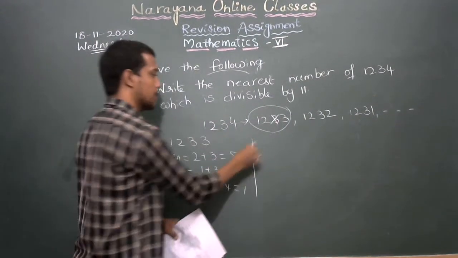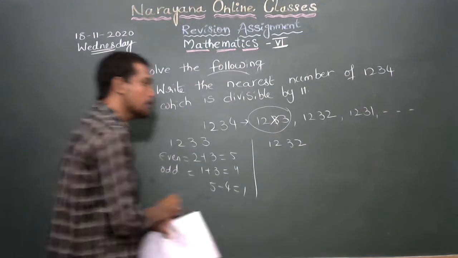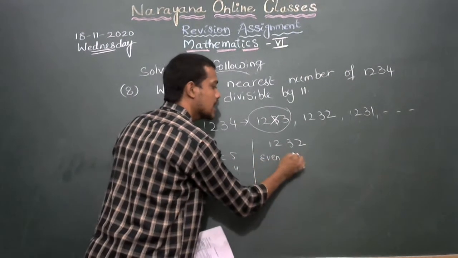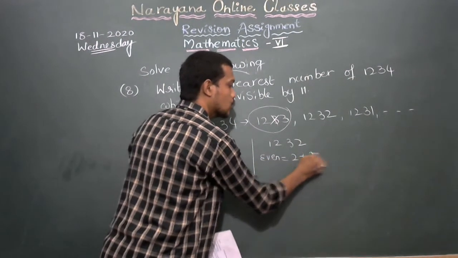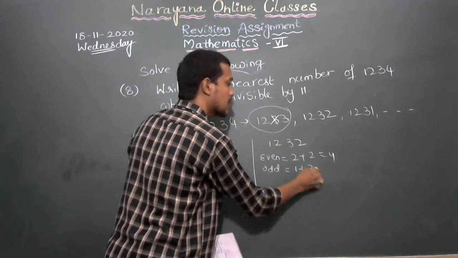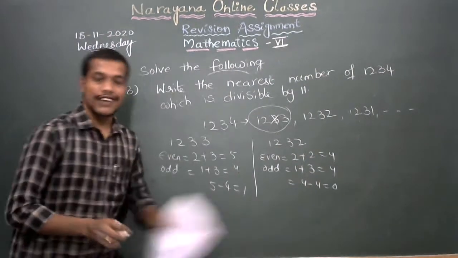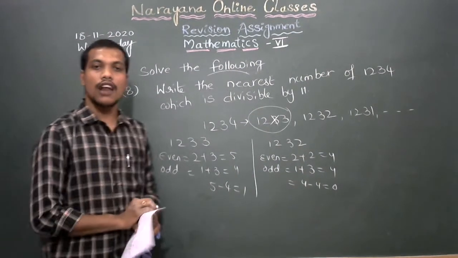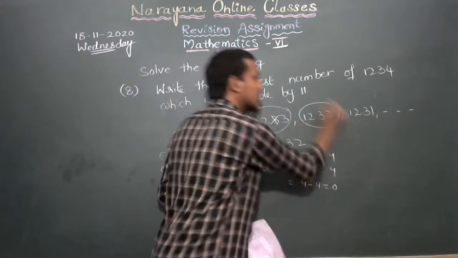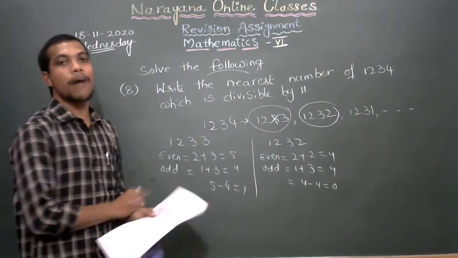Now move to the next number, 1, 2, 3, 2. Again the same procedure is followed for this number. Even places: 2 plus 2, 4. Odd places means 1 plus 3, 4. 4 minus 4 means 0. Is 0 divisible by 11 or not? Yes, it is divisible by 11. So 1, 2, 3, 2, which is nearest to 1, 2, 3, 4, is divisible by 11.